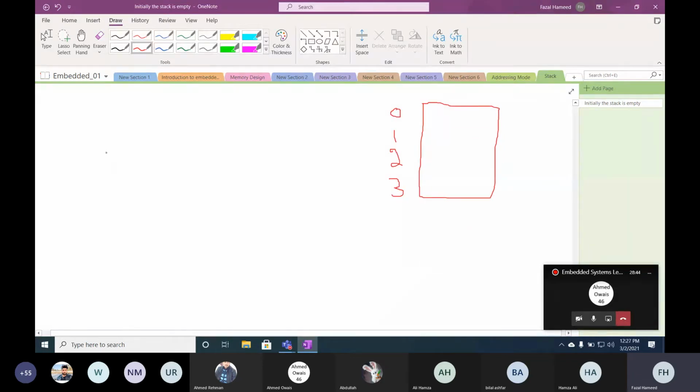Now we have a stack pointer, and we initialize this stack pointer to 4. There is a reason, and I will explain it. The stack pointer is pointing to 4, so it means it is pointing to no location in memory. So it means the stack is now empty.